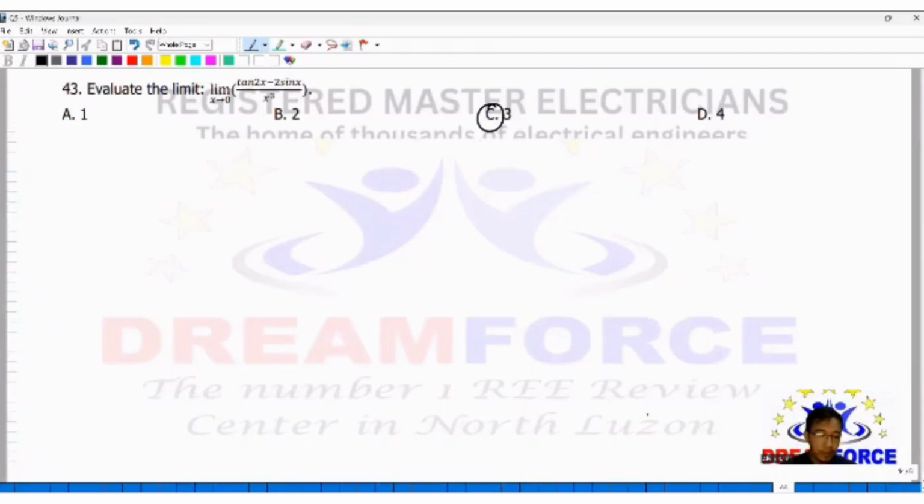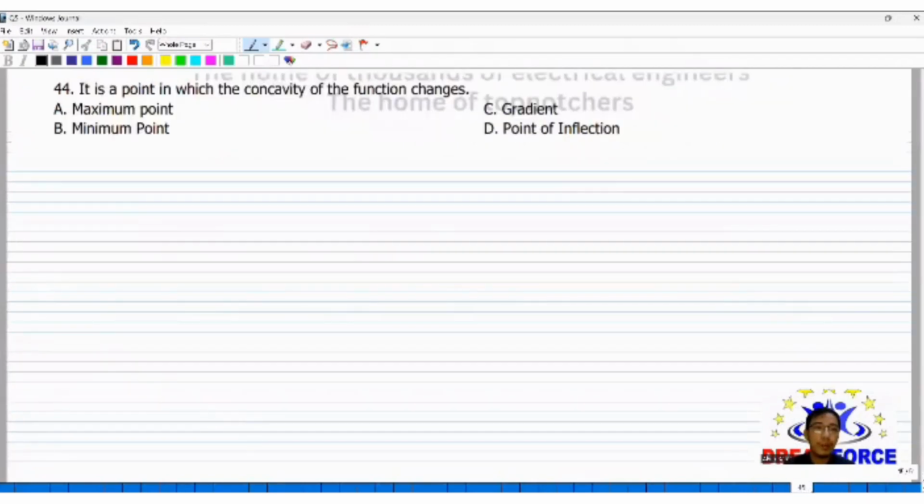Next, number 44. Objective. It is a point in which the concavity of the function changes. Okay, pag yung sinabi natin concavity of the function changes, nandoon yung point of inflection. Second derivative point.